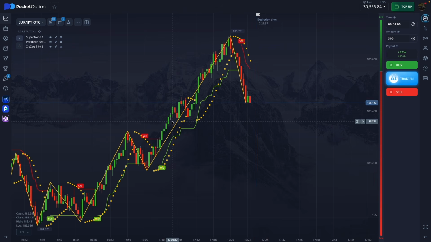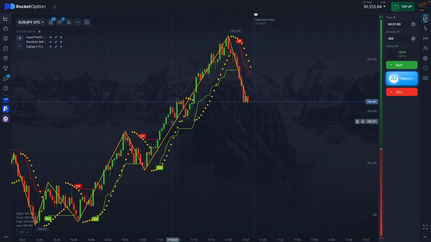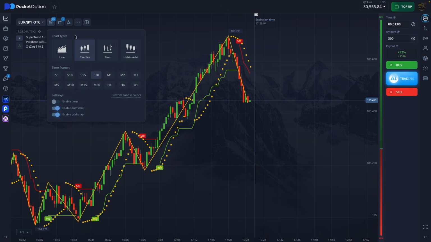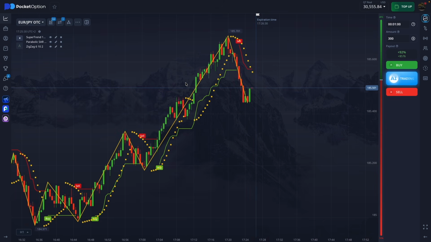Today, I will be opening 1-minute trades, so I need to adjust the settings to open 1-minute trades. So I set the candlestick chart type. When working with this strategy, I always use candlestick charts and I calculate the candle time frame as half of the trade duration. So since today I will be opening 1-minute trades, I am using a 30-second time frame. If I wanted to open, for example, 30-second trades, I would use a 15-second time frame. And if I wanted to open 2-minute trades, I would use a 1-minute candle time frame. So the logic here is like this.